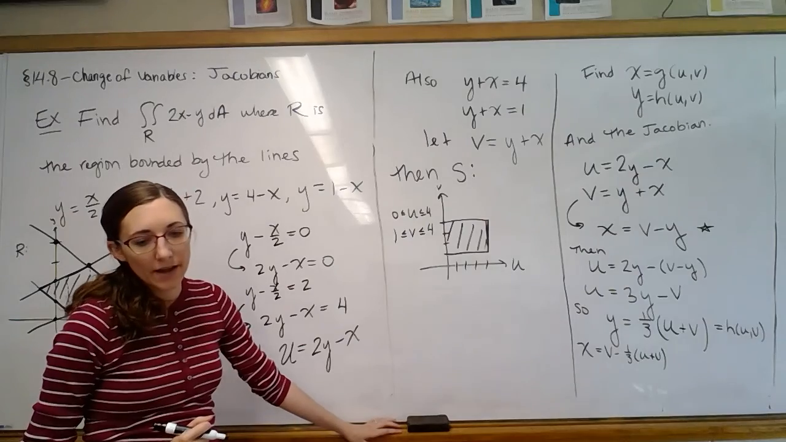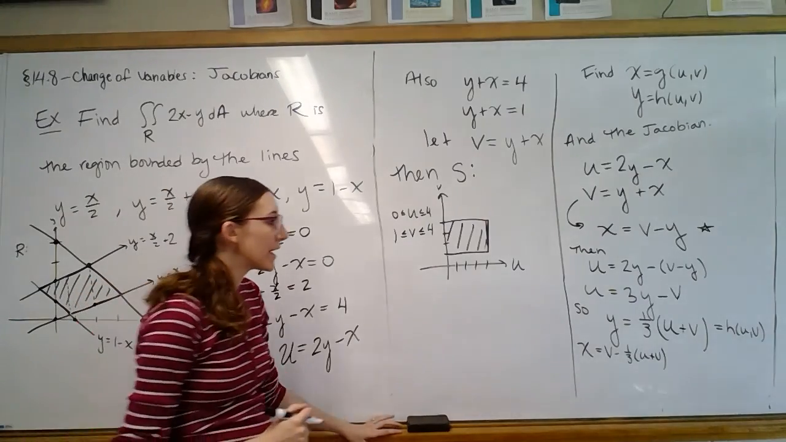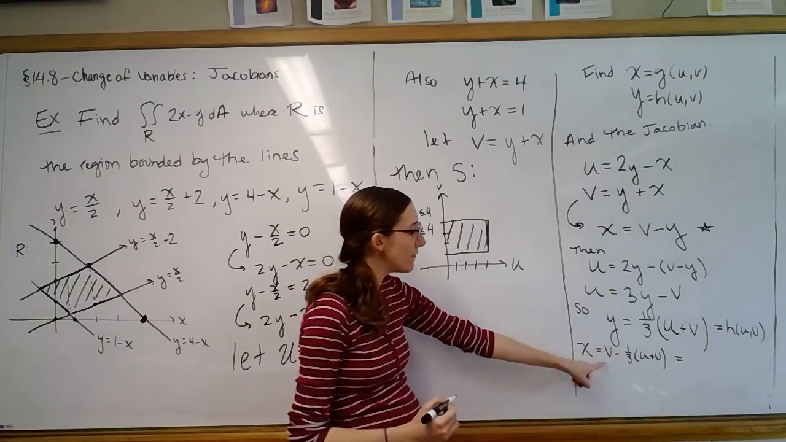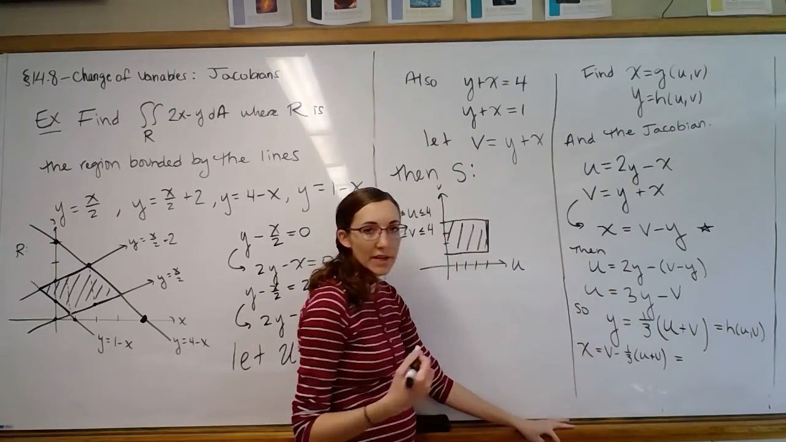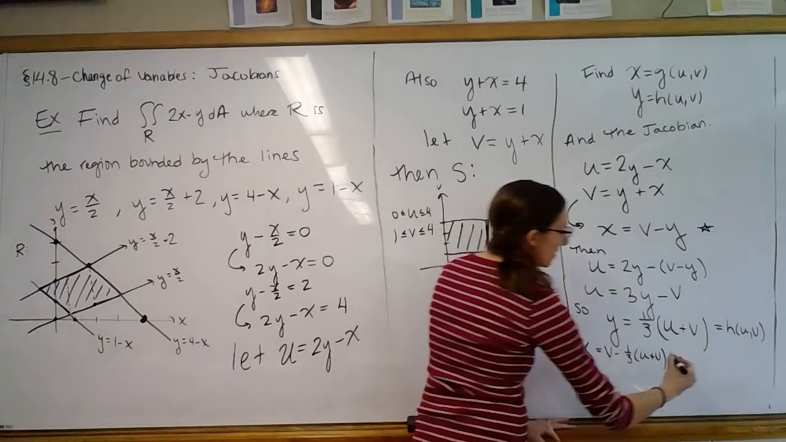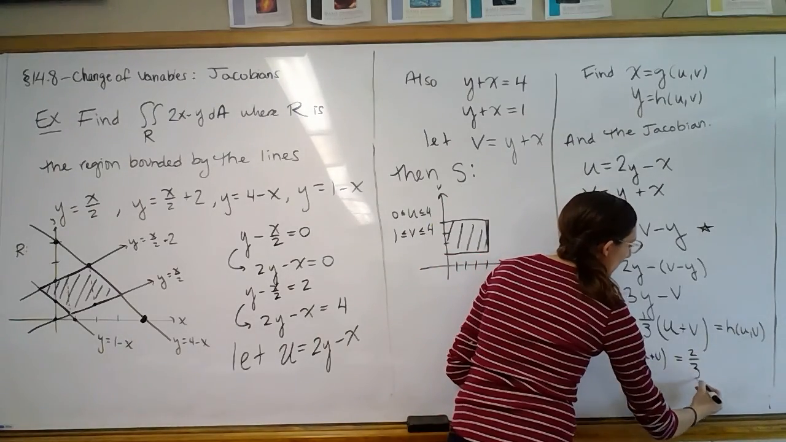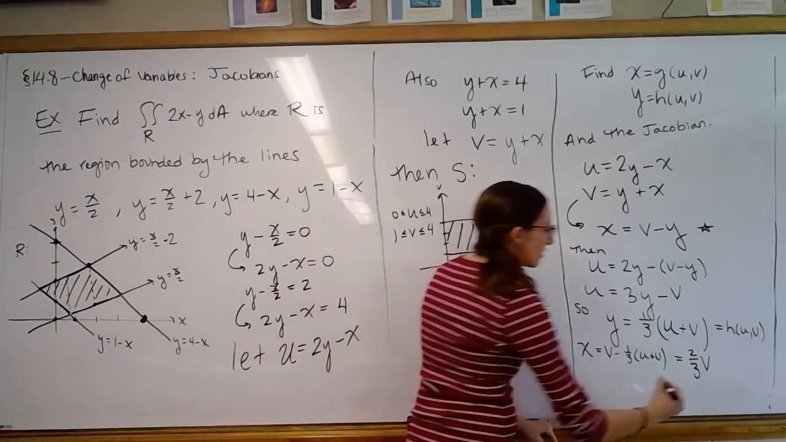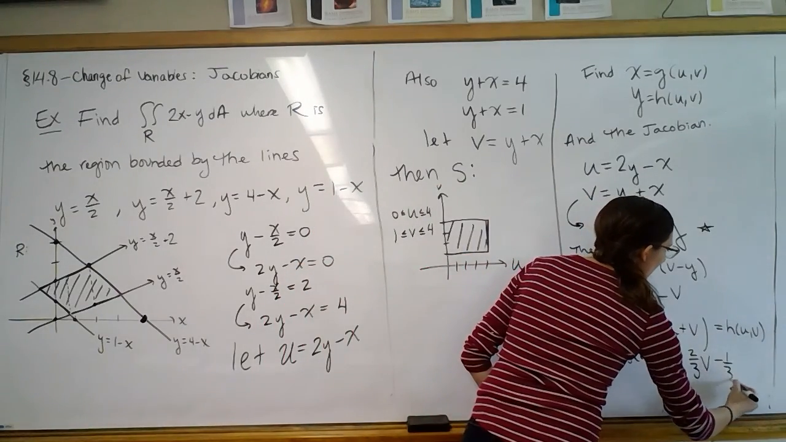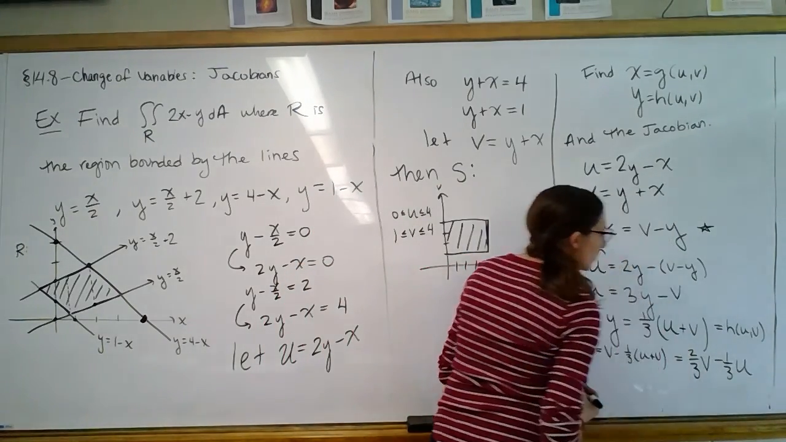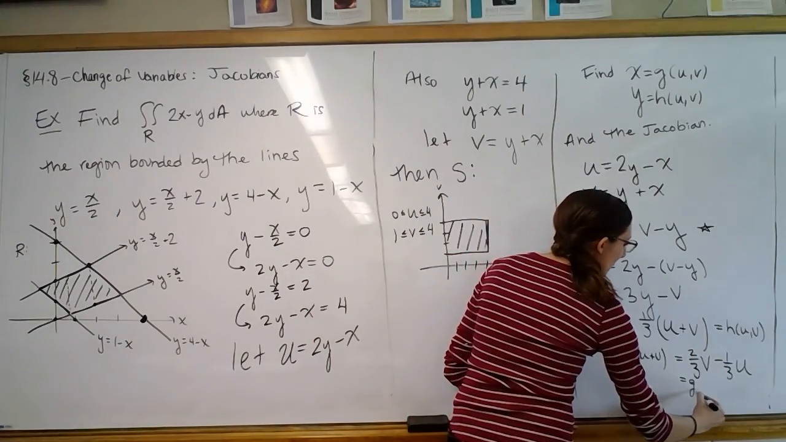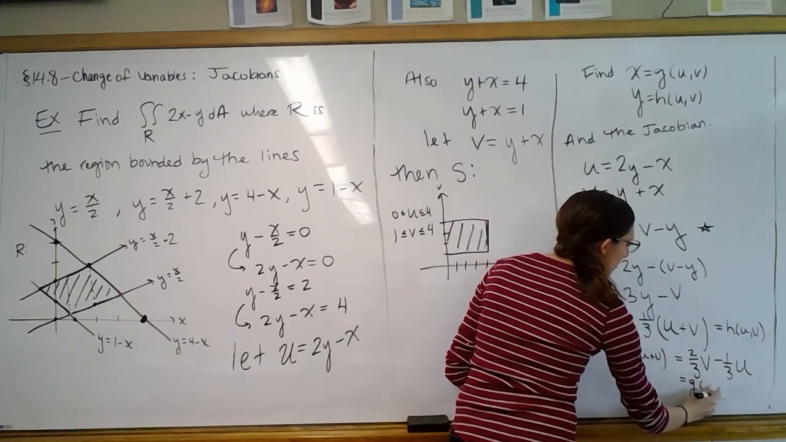So then simplifying things there, we're going to get x is, well, we've got v minus 1/3 v, so we've got 2/3 v. And then we've got minus 1/3 u. So this would be my g function. So this is g of u v.